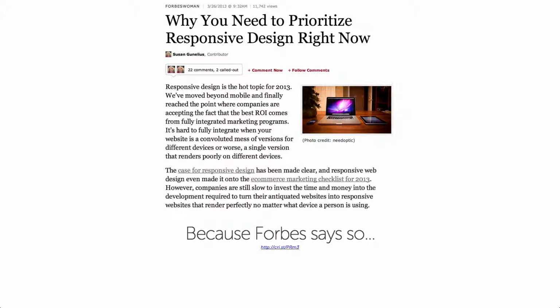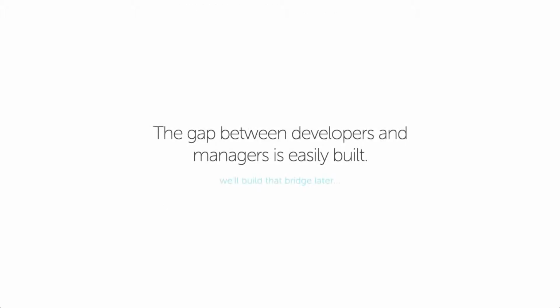This probably isn't going to work as easily as we think it is. So there is still a gap between developers and managers. Thankfully, this gap is pretty easy to bridge as we look at more and more of the data. So we're going to start by looking at the intangibles of responsive design.